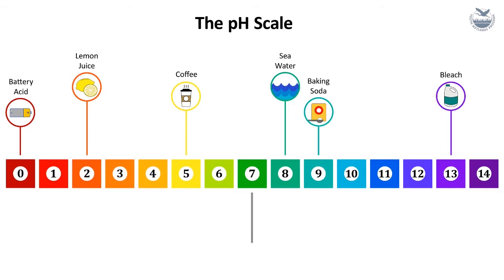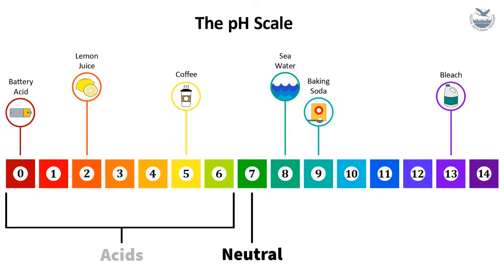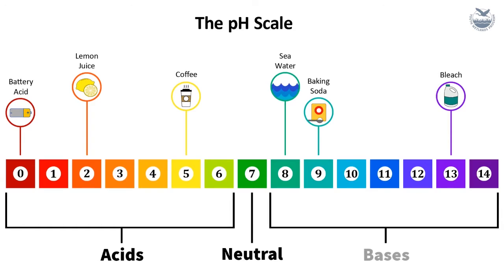If something has a pH of 7, which is the middle of the scale, then that substance is neutral, which means it's neither acidic nor basic. Substances with a pH less than 7 and down to 0 are acidic. Examples of acids are battery acid and lemon juice. Substances with a pH greater than 7 and up to 14 are basic. Examples of bases are baking soda and seawater.